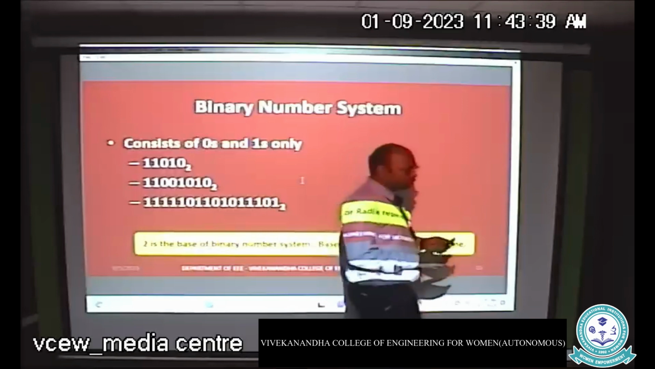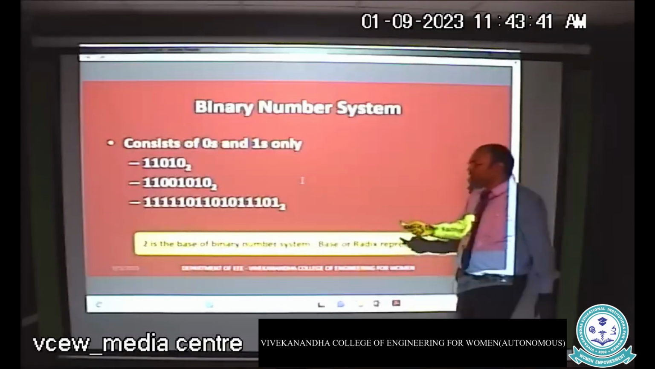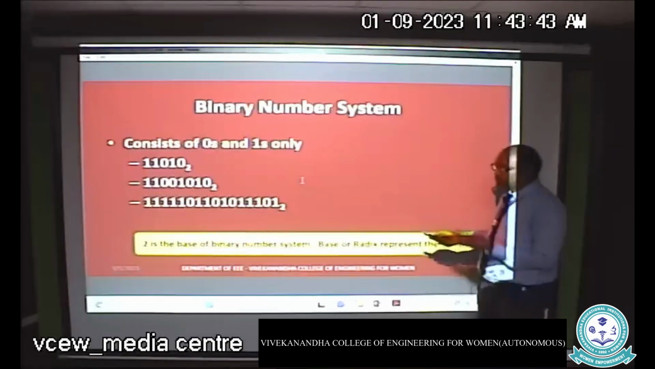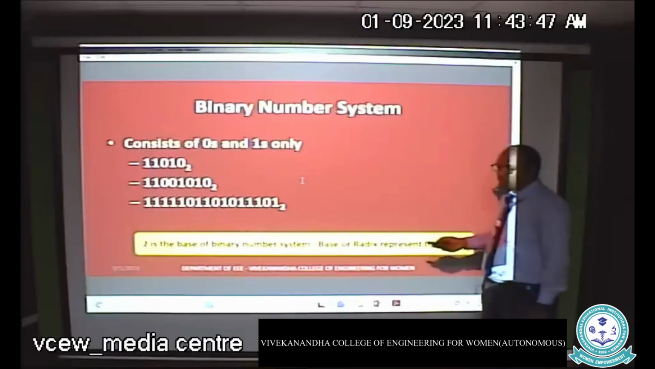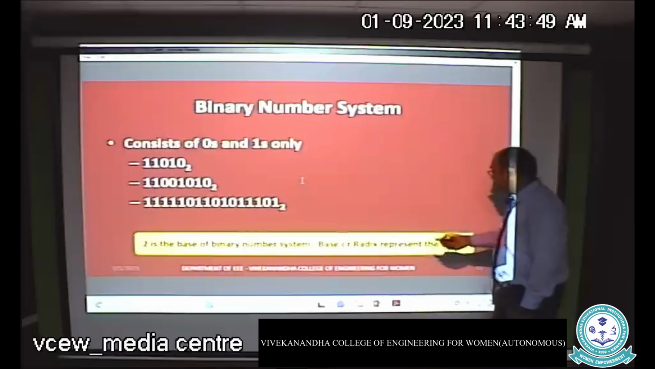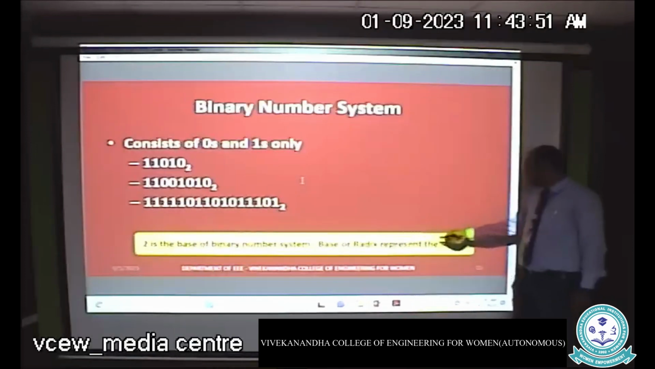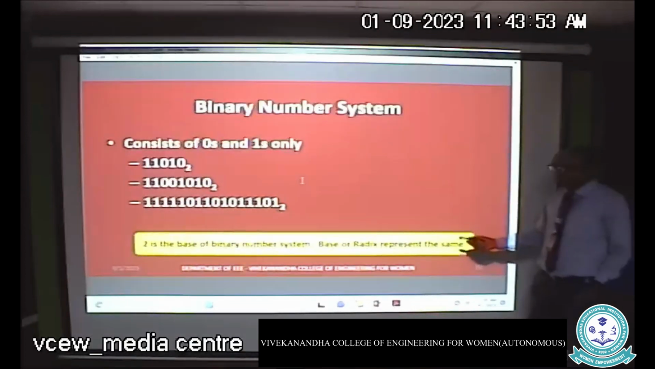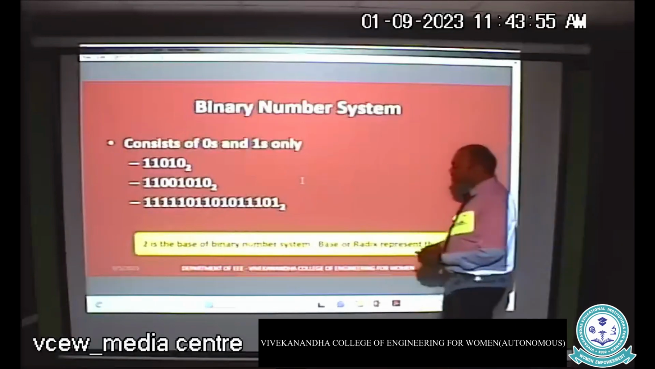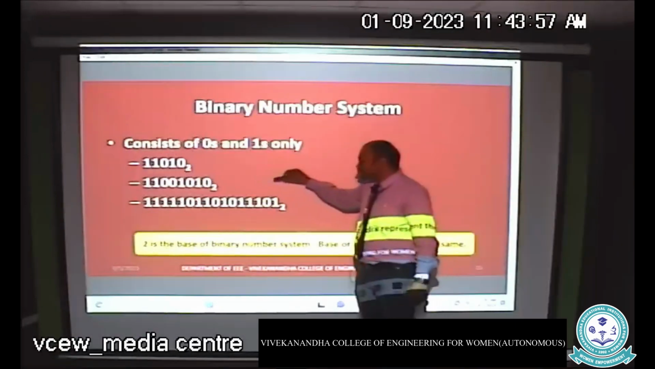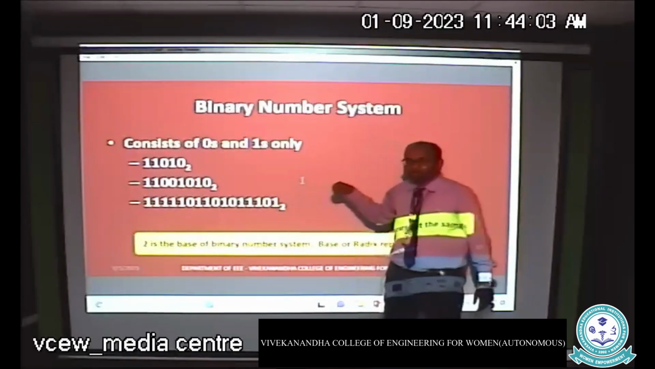Since there are only 2 digits involved, we call it bi. So the base is also 2. 2 is the base of the binary number system. Some textbooks give it as radix. Base or radix represent the same thing, right? Please don't get confused. So this is a digit, and this is a digit, and this is also a digit, right? And this is the format in which your computers or smartphones read the memory.